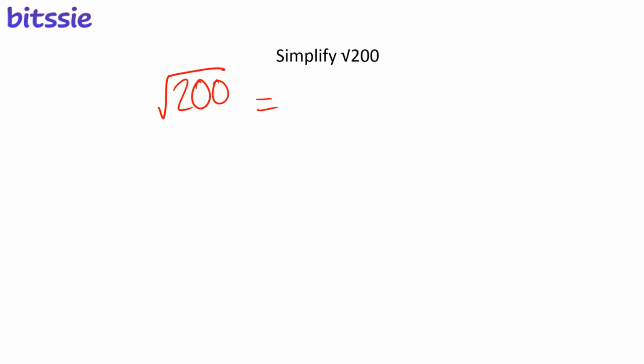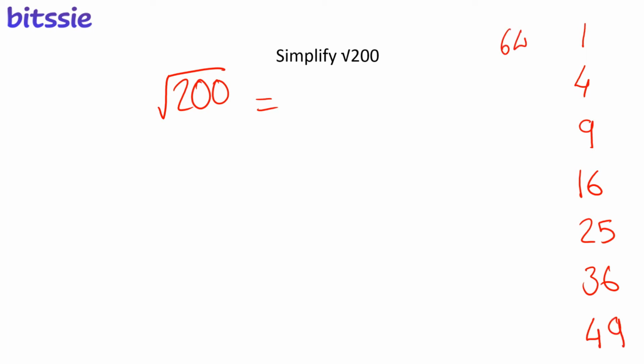So 1 squared is 1, 2 squared is 4, 3 squared is 9, 4 squared is 16, 5 squared is 25, 6 squared is 36, 7 squared is 49, 8 squared is 64, 9 squared is 81, 10 squared is 100, and 11 squared is 121, and finally 12 squared is 144.